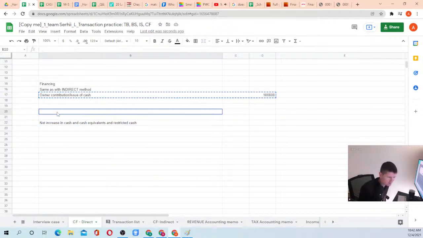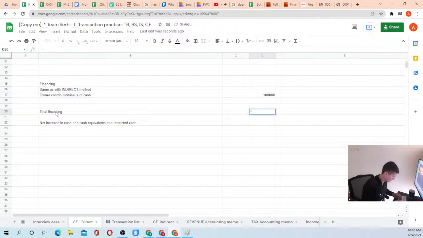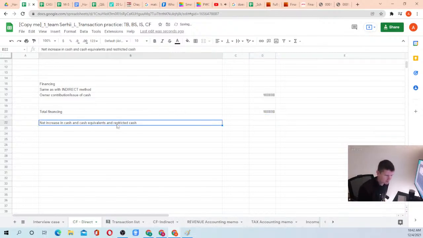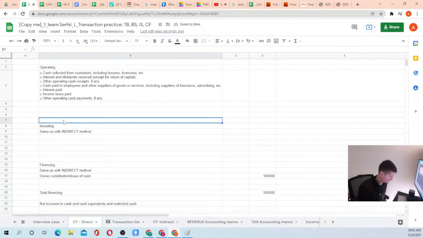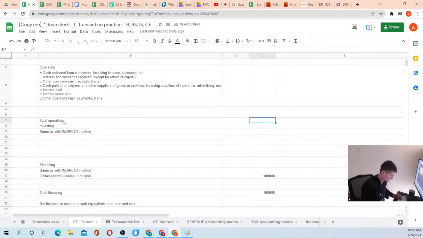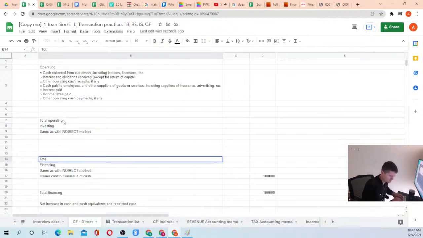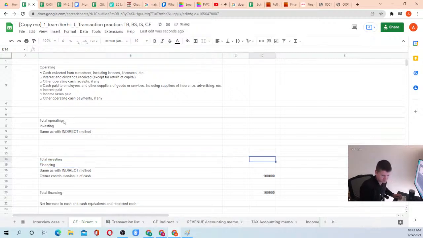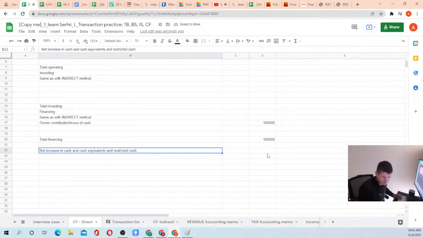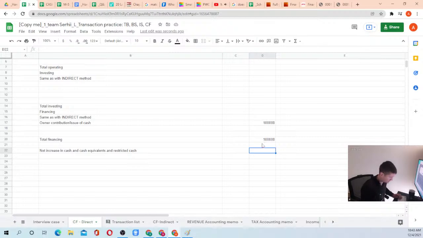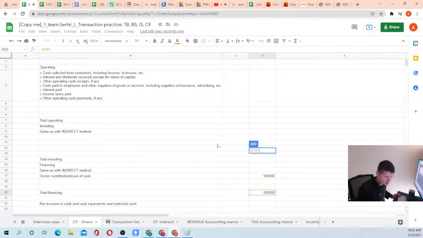Net increase. So we will say total financing, to maintain the structure, and total investing. Net increase in cash and cash equivalents will be the sum of all three totals.